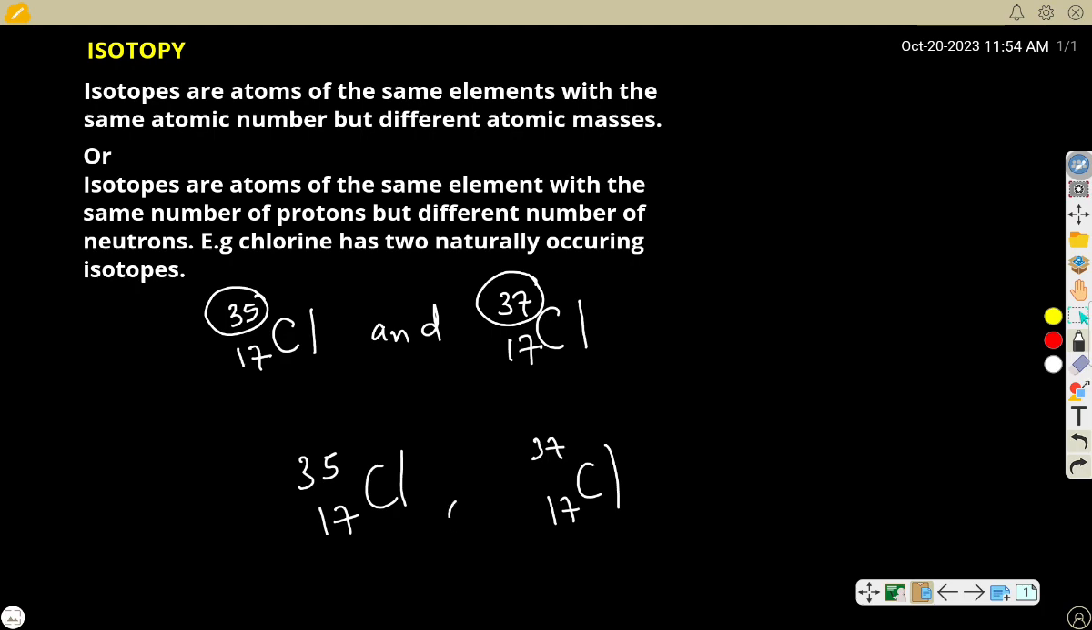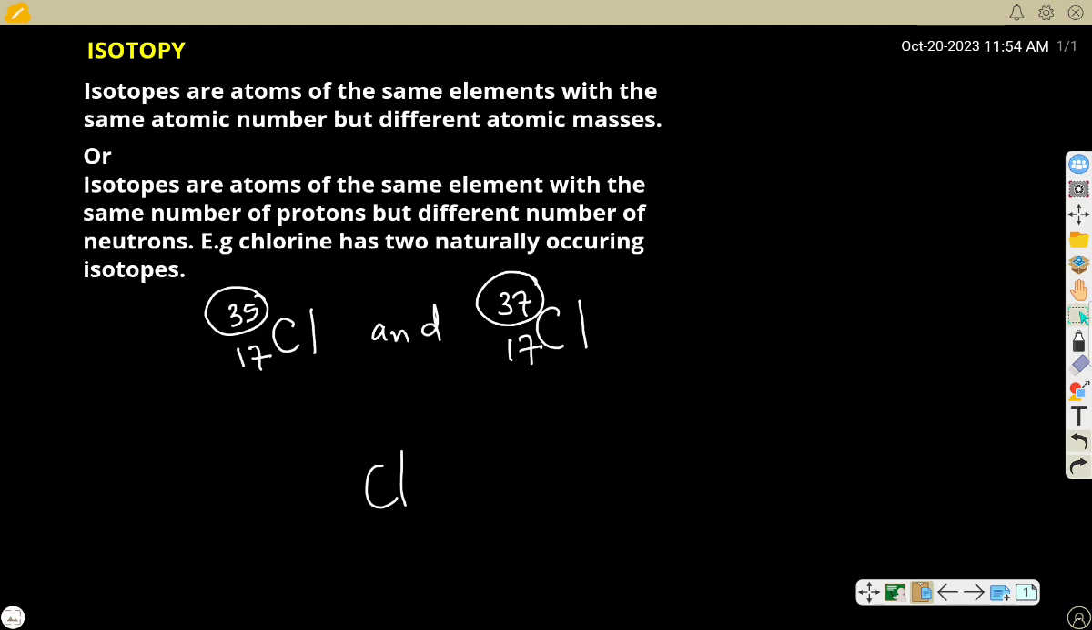So any element that exhibits it will have an isotope. And that is what we mean by isotope: the ability of an element to have different mass number but the same atomic number. And note that atomic number is also the same thing as number of proton.